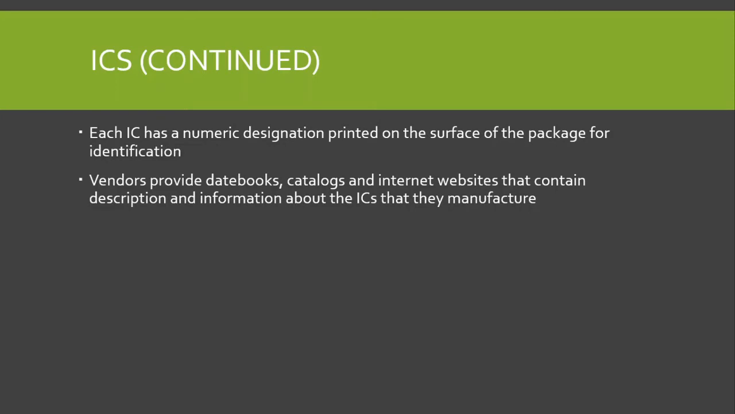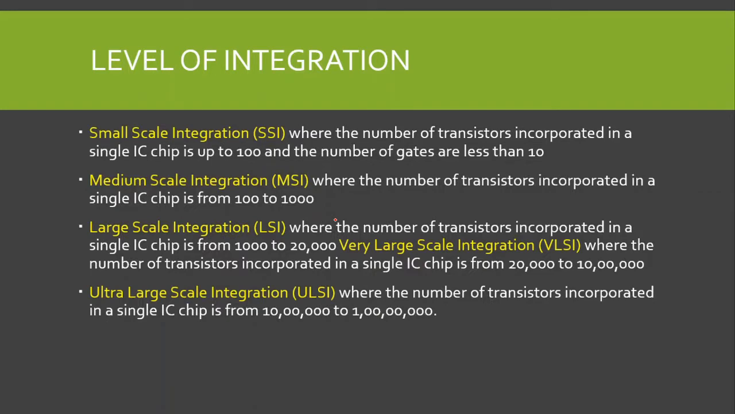Also remember that each integrated circuit has a numeric designation printed on the surface of the package for identification. For example, IC741. The 741 is the identification of the op-amp 741, and so on. Vendors or the sellers provide data books, catalogs and internet websites that contain description and information about the ICs that they manufacture. Now we learned that an IC has resistors, capacitors and transistors fabricated on a single unit. It might have less than 10 transistors, or it might have hundreds of thousands of transistors.